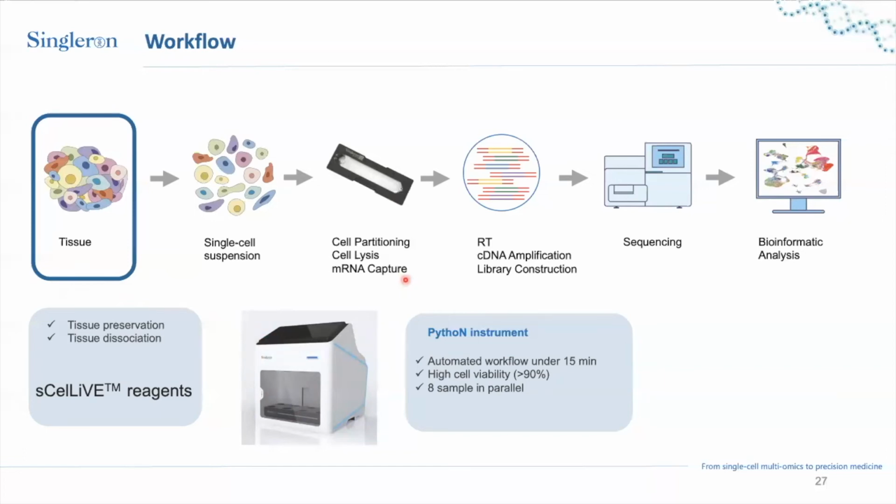So the most important thing when it comes to tissue dissociation is to get high cell viability. You want to aim for no less than 90% if possible. And it shouldn't be lower than 80% based on our experience. So with this instrument, we can process 8 samples in parallel.